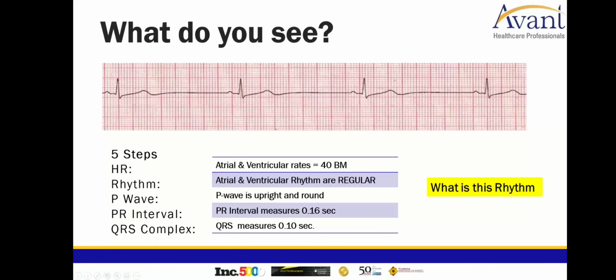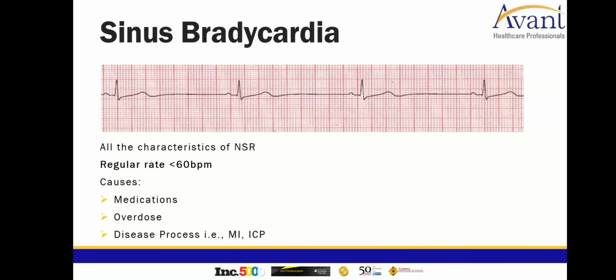Remember we said the inherent rate of the SA node is 60 to 100? So this is what we're going to refer to as sinus bradycardia, because it has all characteristics of sinus rhythm, but it's slower than normal. Again, we know that the sinus node is what's creating this impulse or this rhythm because we have P waves.